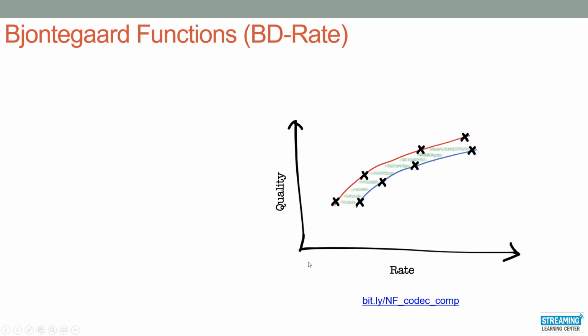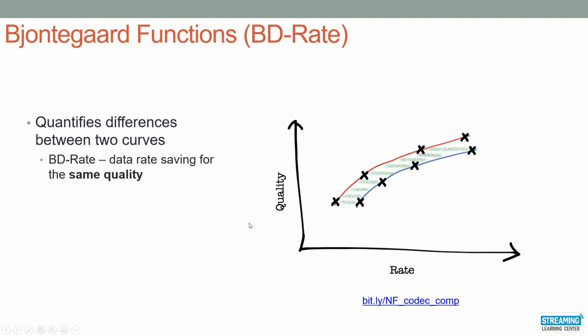Let's look at what Bjontegaard functions are, and that's the abbreviation BD-Rate. So Bjontegaard functions quantify the difference between two curves, and this drawing is from a Netflix article you can find here. So here we have encoding alternative red and encoding alternative blue, and we see, this is quality, this is rate, that the red encoding alternative delivers higher quality than the blue alternative. And what BD-Rate does is compute the data rate savings for the same quality. Essentially what it does is compute the rate difference in this area.